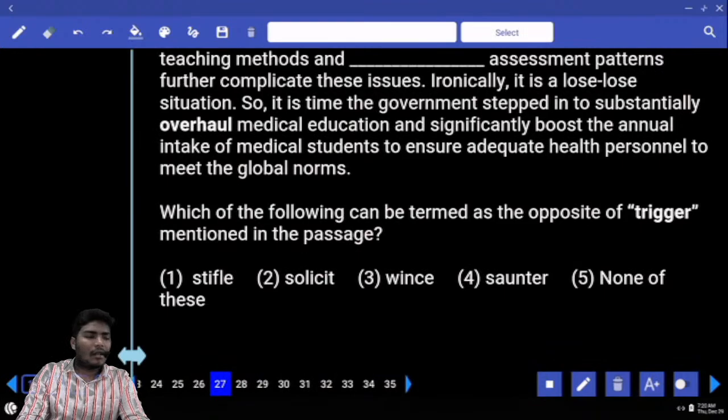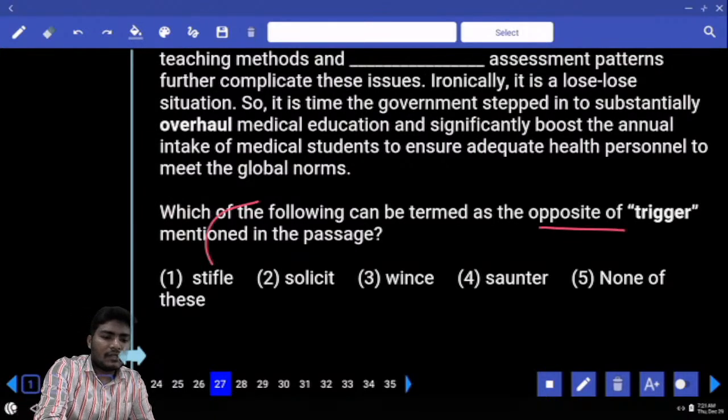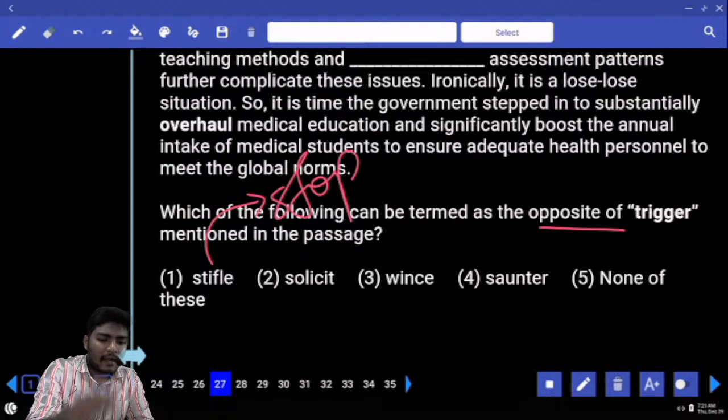What in my trigger? Trigger has two meanings. One is noun, another one is verb. One trigger is gun trigger, starting point. That is called as trigger. Another trigger is to start, begin something. Both noun and verb. Now we need opposite of that. Look at the first one. Stifle. Stifle is to stop or hold back.